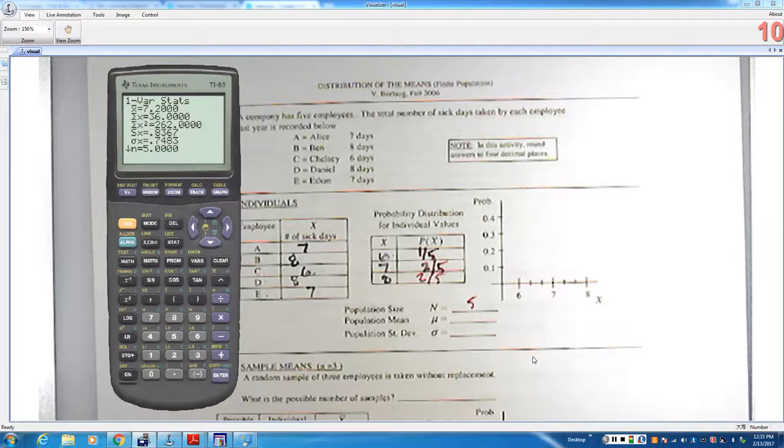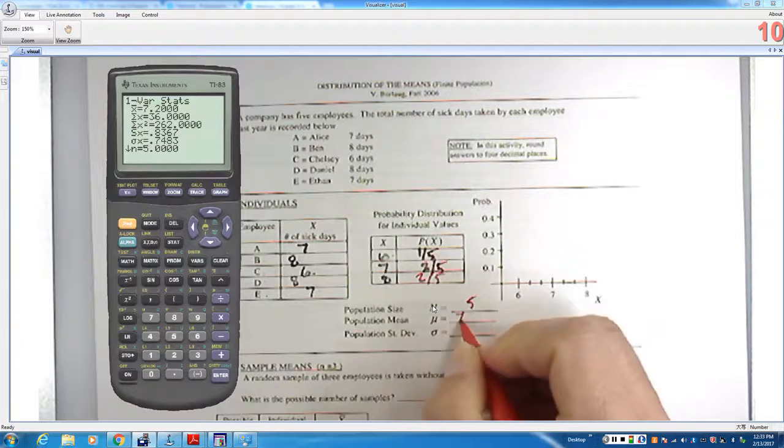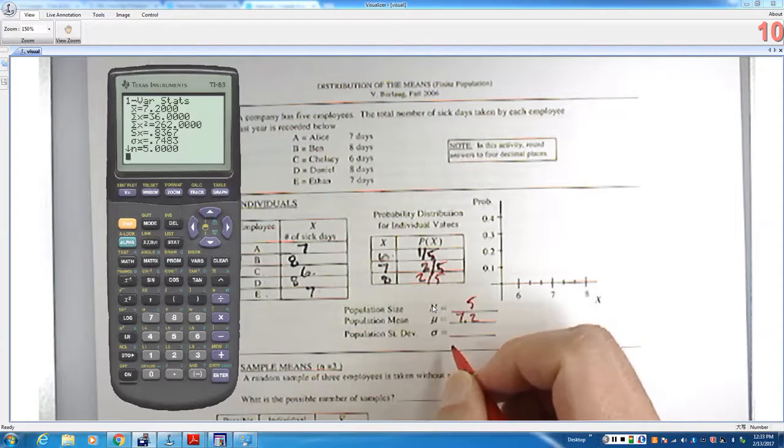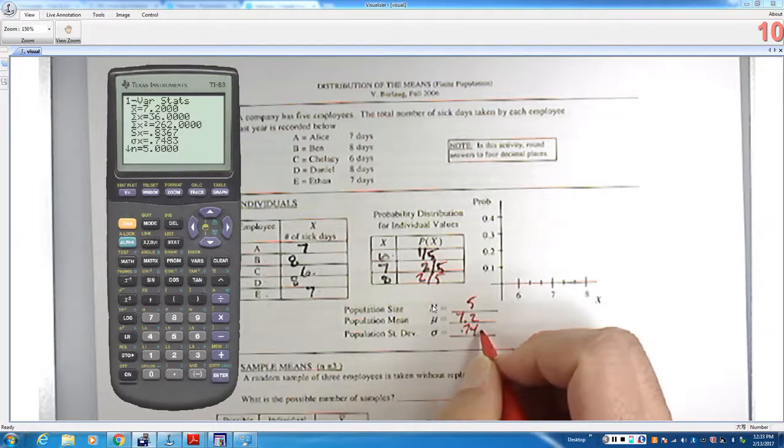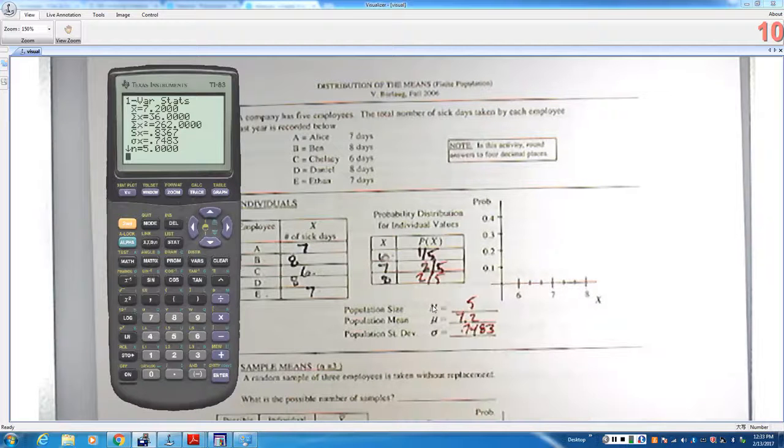So that's the first one. Now that gives you your population numbers. The mean is 7.2, and the standard deviation is 0.7483. Okay? So any questions on that?